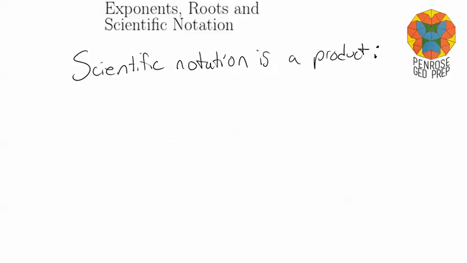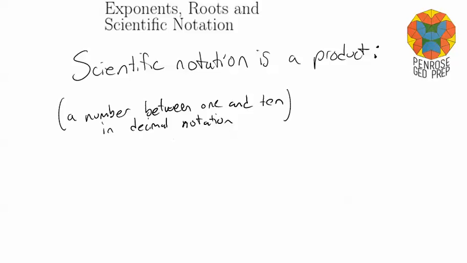Scientific notation is a way of expressing any number as a product of two things. First, a number between 1 and 10 written in decimal notation, and second, 10 raised to some power. You should pause the video now and fill in the box above section 3 on your worksheet. Let's look at some examples.